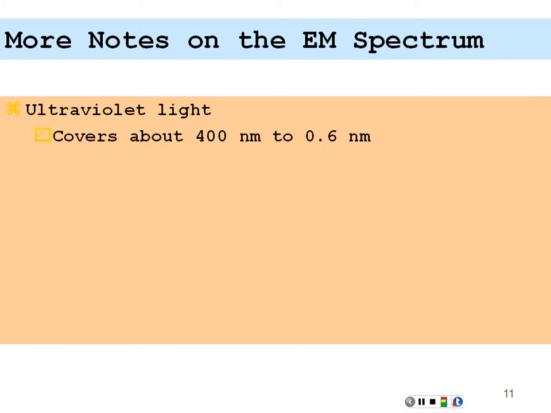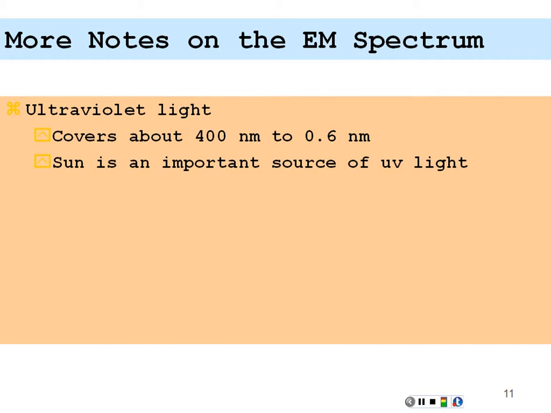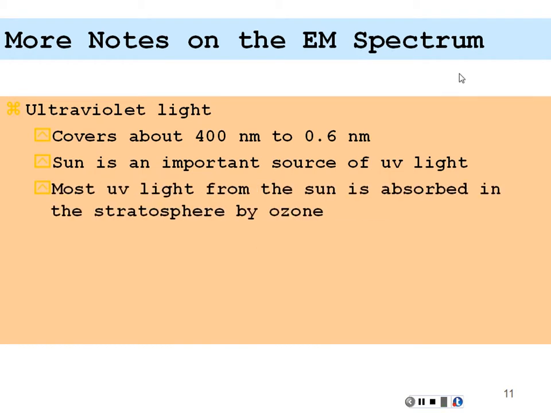Ultraviolet light covers about from 400 nanometers to 0.6 nanometers. The sun is an important source of ultraviolet light. Most of the ultraviolet light from the sun is absorbed in our stratosphere by the ozone layer. In fact, the ozone layer absorbs 99% of the UV light incident on the Earth. 1% gets through, and that's what we complain about when we put our SPF on, is that 1% of UV light that makes it through the ozone layer.